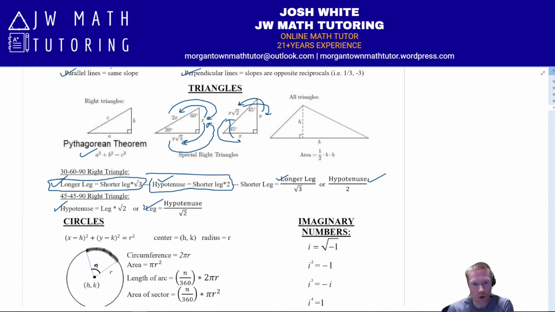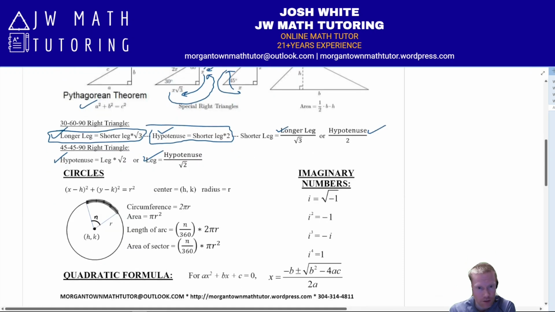Now, one other formula to be aware of with regards to triangles is 1/2 times base times height. And in this formula, you have your base and your height, where the height is basically the perpendicular distance from the opposite vertex to your base.